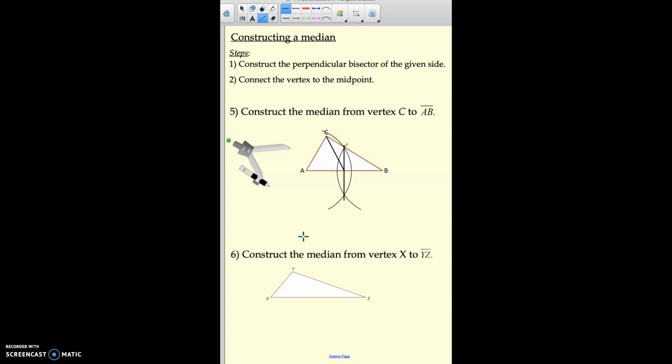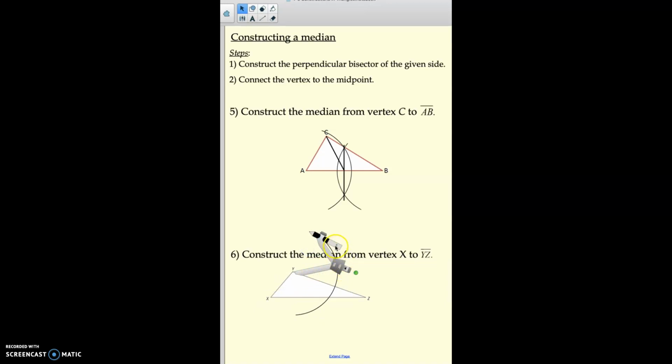For number 6, it's going to be the same type of construction. So we want to construct the median from vertex X to YZ. So this time I'm going to have to bisect YZ first, then connect my midpoint to point X. So again, we're going to take our fixed point and put it on Y. And again, it does not matter how far you go in terms of the length of your arc, but just make sure it is more than halfway across YZ.